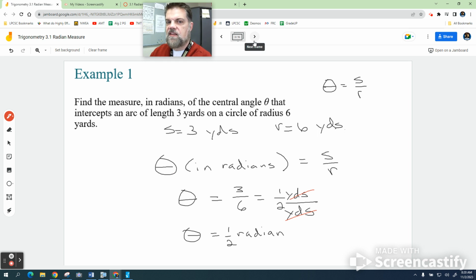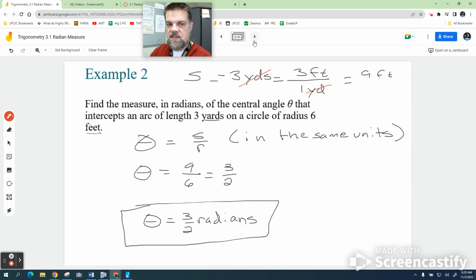And I go, well, wait, I think I did that. Let me look at the next example. On the very next example, the second example we did in class, I underlined that the arc length was 3 yards and the radius was 6 feet. And then I noticed right here that I took my 3 yards and converted it to feet, which is 9 feet. Okay? So then you just look at that example.